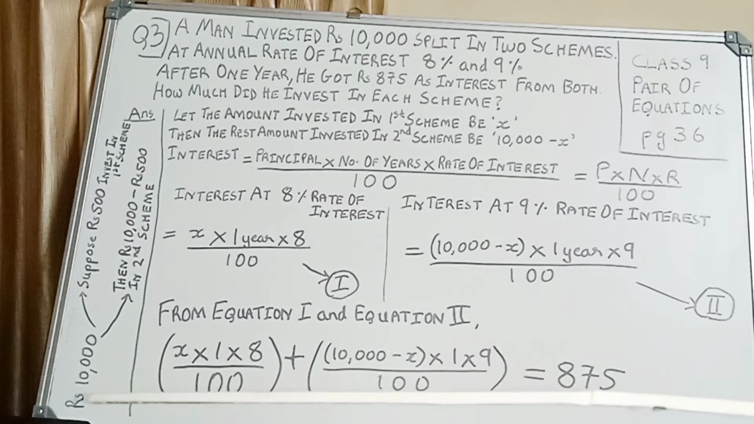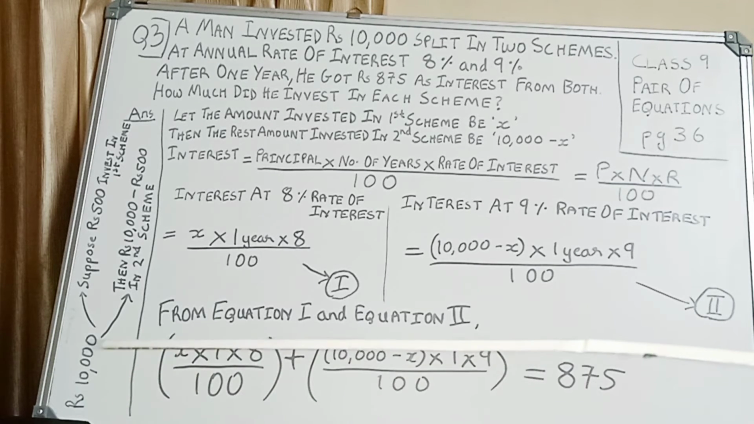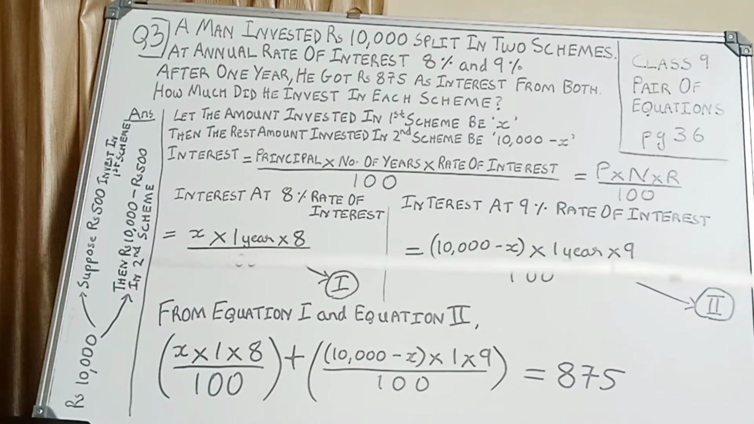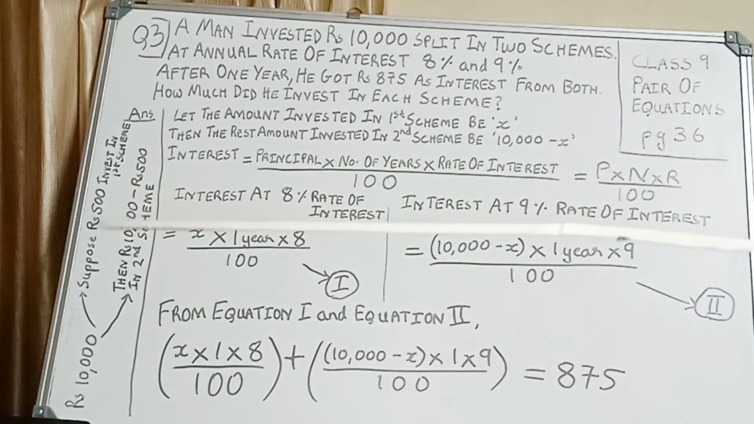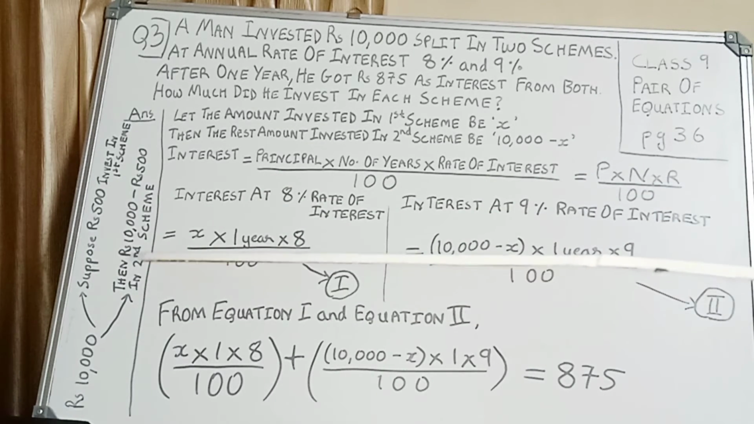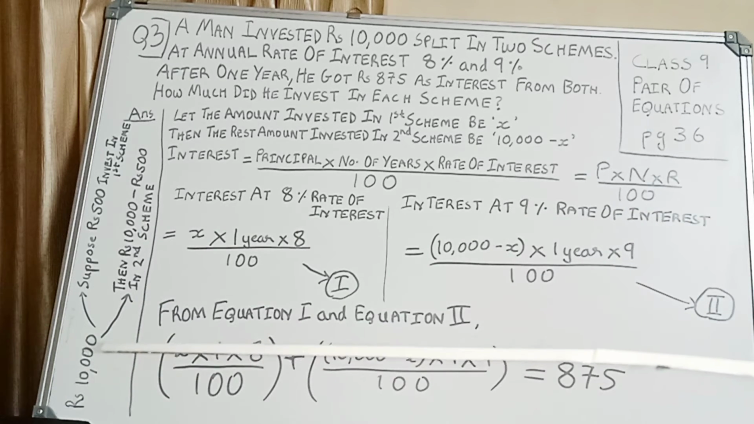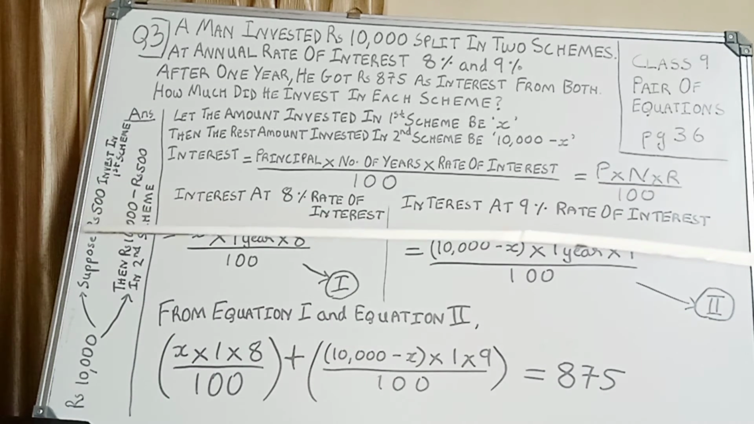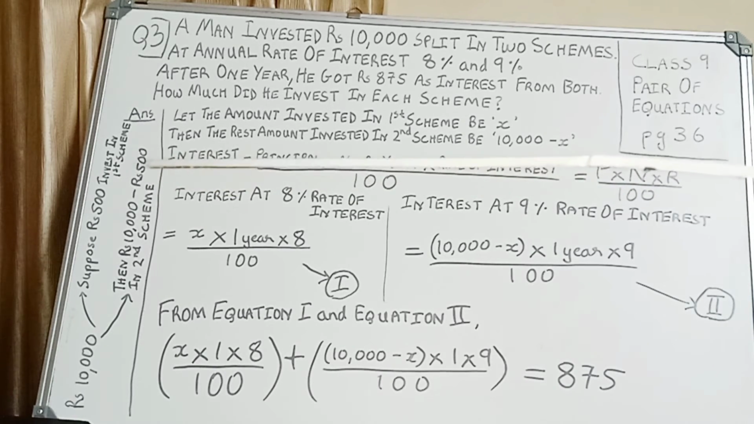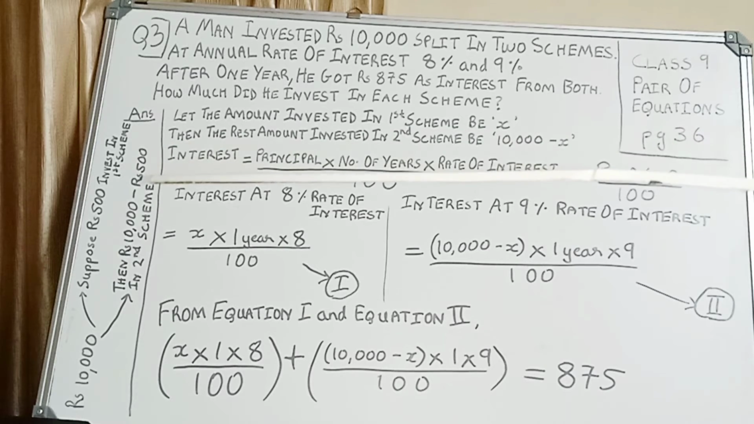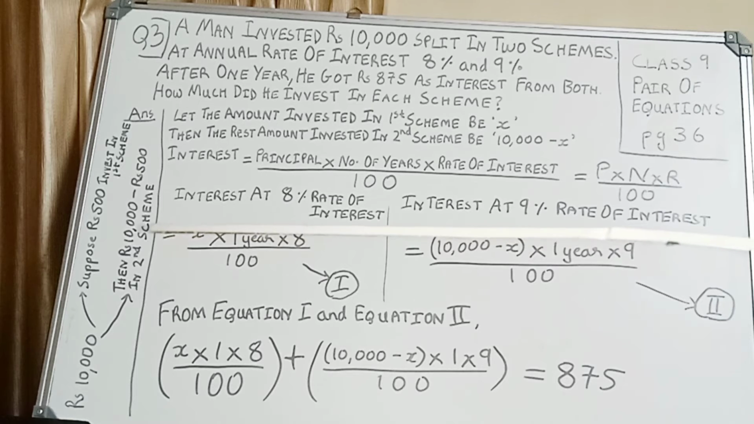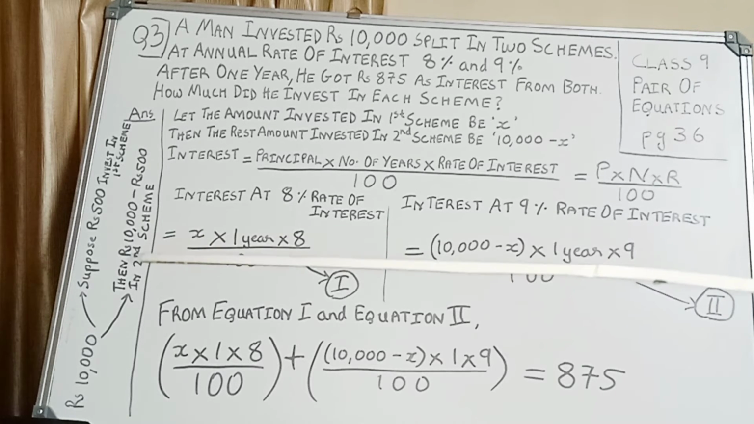Firstly, you need to understand that if 10,000 rupees is there with you, and you split it into two schemes, suppose you invest 500 rupees in the first scheme, then obviously the second scheme would have the total 10,000 rupees minus the first amount invested, which is 500. So this would give you 9,500. That would be the amount invested in the second scheme.